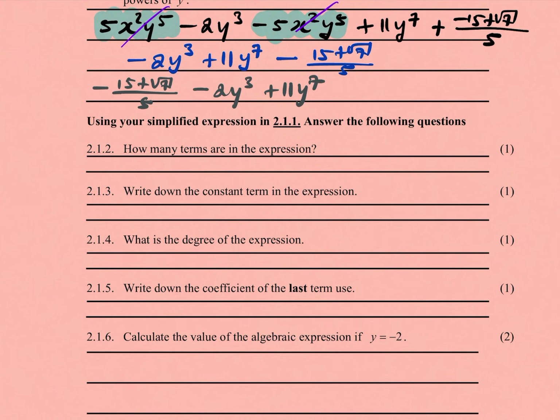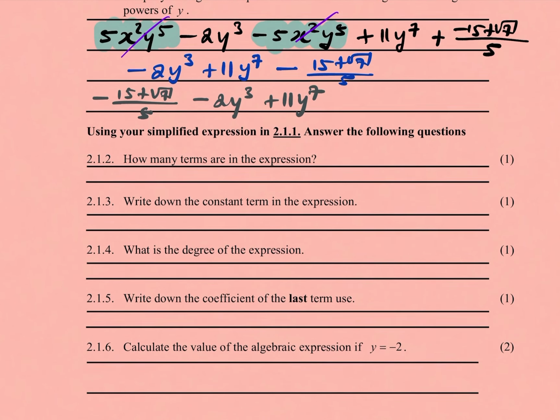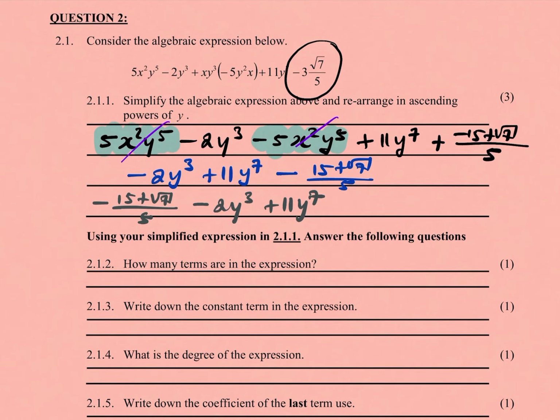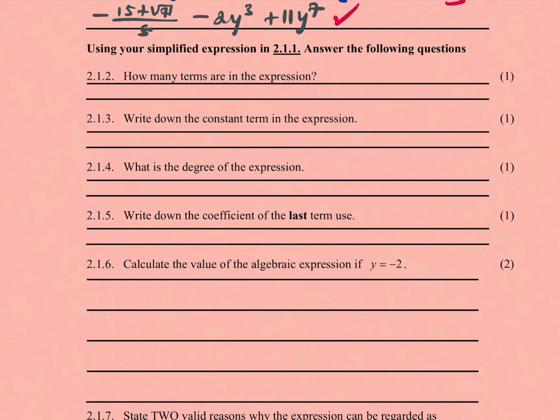Now they say, using your simplified expression in 2.1.1, answer the following questions. They ask how many terms are in the expression, so you have to count them. First thing first, let's get the mark. You get that one there, expand it nicely, simplify it properly, and the other mark is for the final answer. Now, how many terms are in the expression? Just count them: 1, 2, 3. There are 3 terms in the expression. So I'm going to write 3.